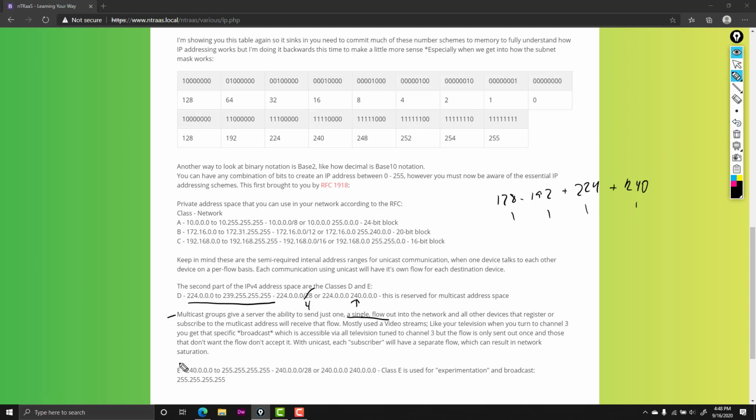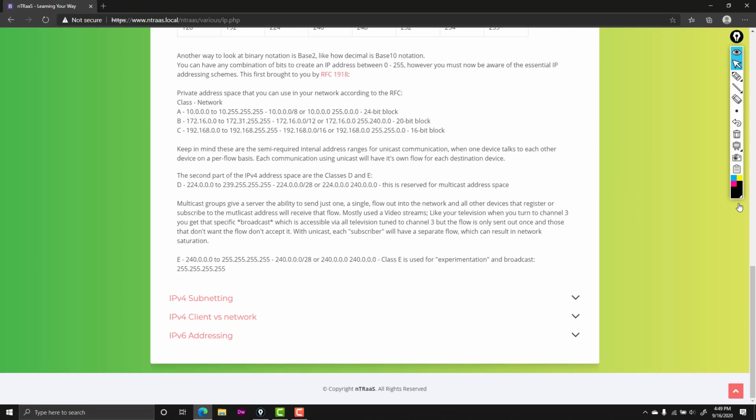And lastly, we have Class E, which is 240.0.0.0 through 255.255.255.255. This is also, and should be, a /4 CIDR notation. Class E is used for experimentation and broadcast. So you'll probably never really use the 240 Class E network, but you still need to know it exists. So that will include our IPv4 addressing, getting an understanding of the various classes A, B, C, D, and E.